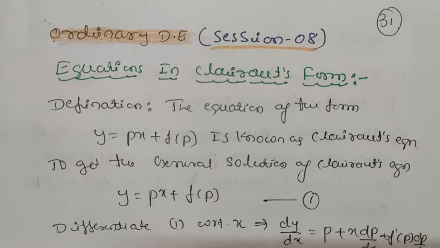In this session, we are going to study the Clairaut's equation. First, let us see the definition of a Clairaut's form. The equation of the form y equals px plus f of p is known as Clairaut's equation. If it is in this form, to get the general solution of Clairaut's equation y equals px plus f of p, we have one method here.